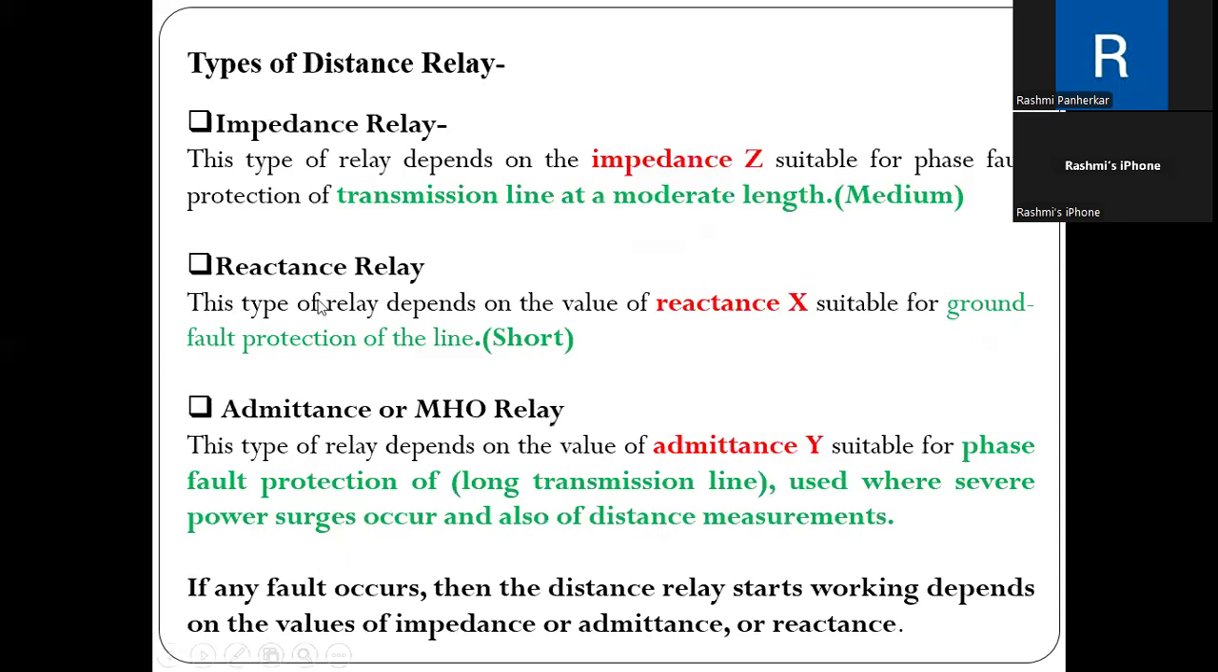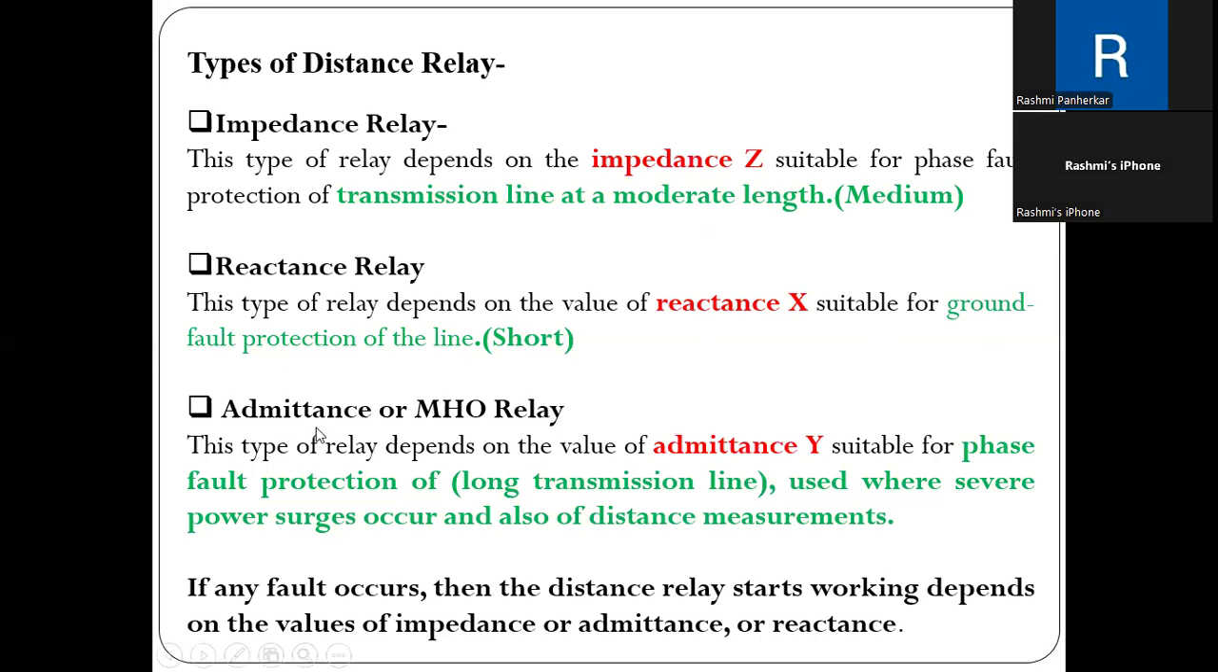Now there are different types of distance relay: impedance relay, reactance relay, and admittance relay. The impedance relay refers only to Z. It is suitable for phase fault protection of transmission lines of moderate length, so we use this impedance relay for the medium transmission line. Second is the reactance relay. It depends upon the value of the reactance, is suitable for ground fault protection of the line, and is used for the short transmission line.